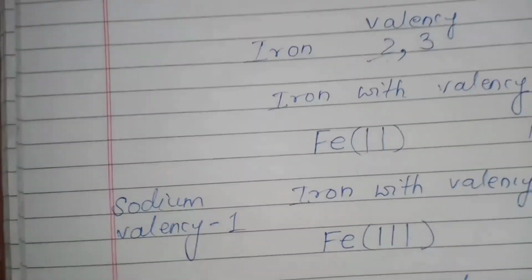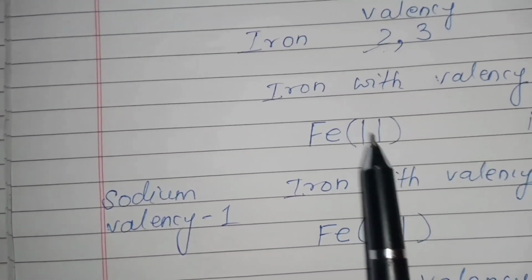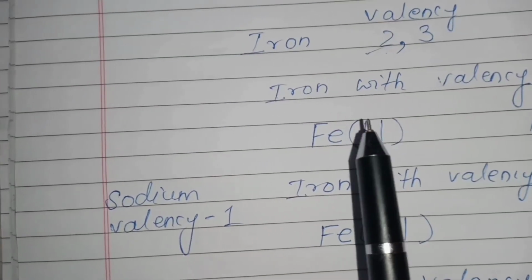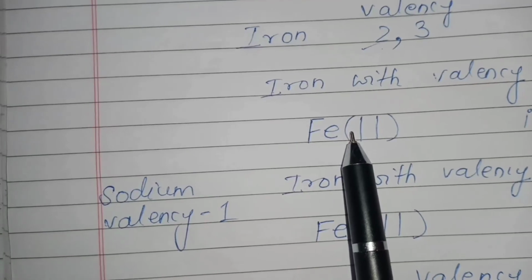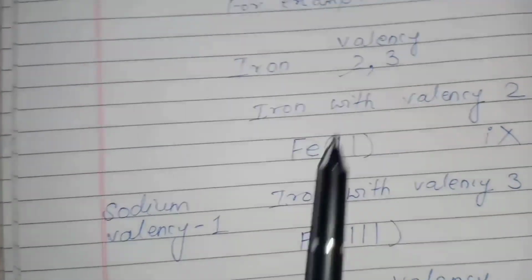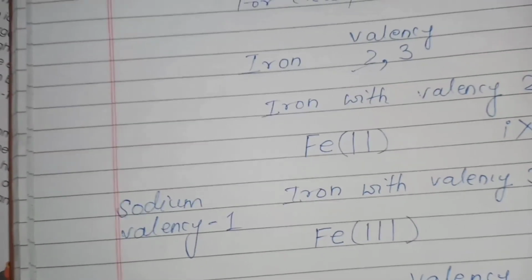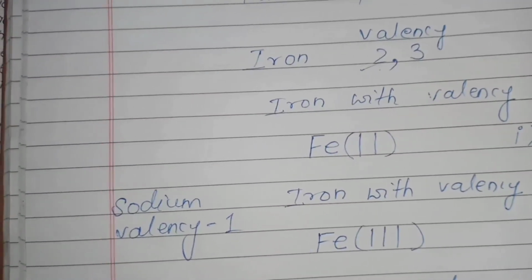So how do we represent it? We write the symbol, and in the bracket we write the capital Roman numeral. So today up to this much only. Today I just wanted to explain to you about valency and how we represent it. I hope you have understood today's class.